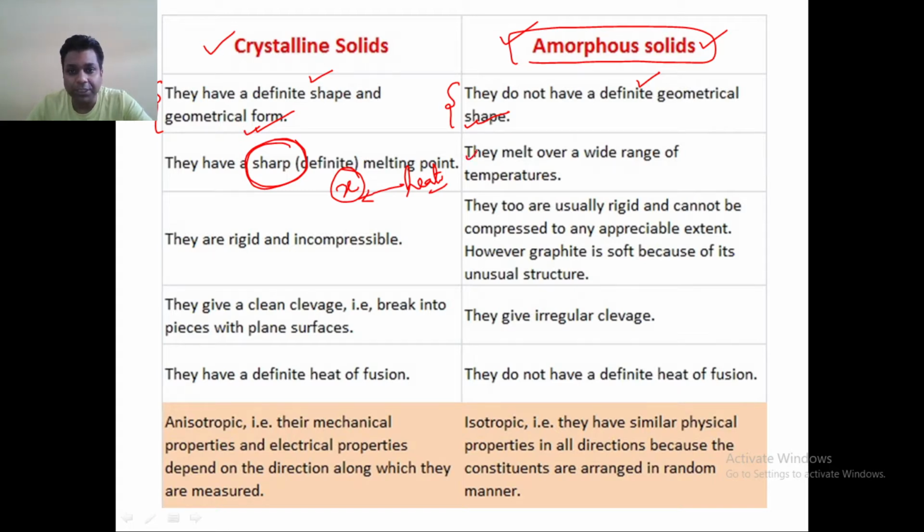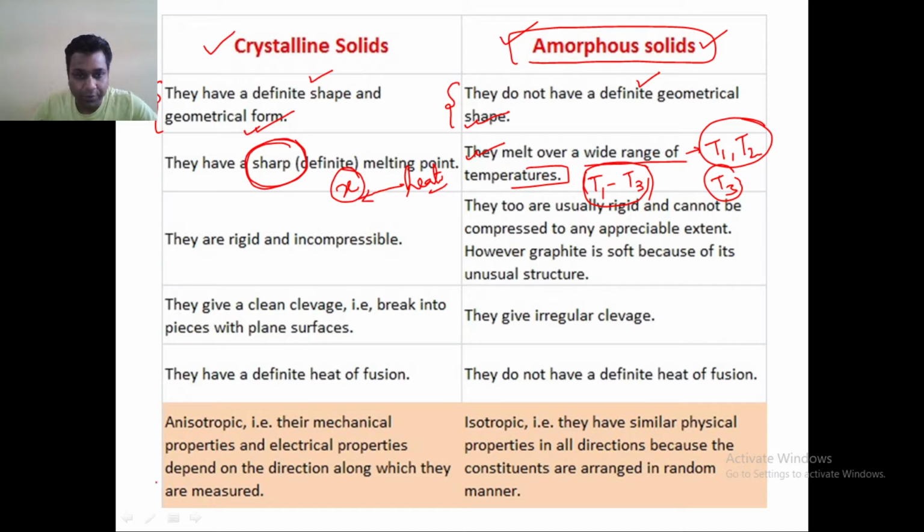Whereas amorphous solids have a wide range of melting temperature. What is the meaning of this wide range? For example, if you are heating, then at some instant it may melt at temperature T1, at another instant at T2 temperature, or T3 temperature. So in this case, it has a melting point range from T1 to T3, and in between T1 and T3 the melting point can vary at any particular instant of time. Okay, this is the meaning of this one.